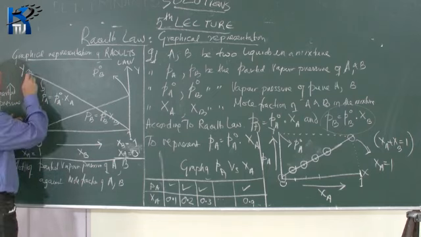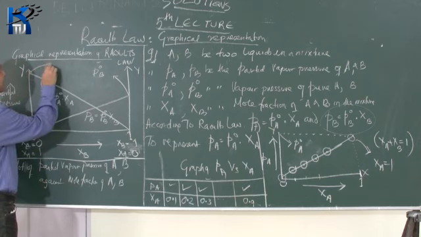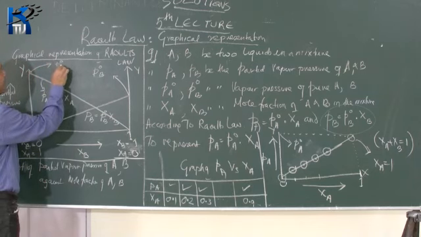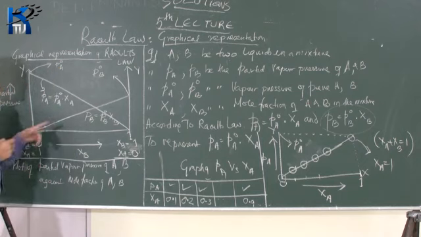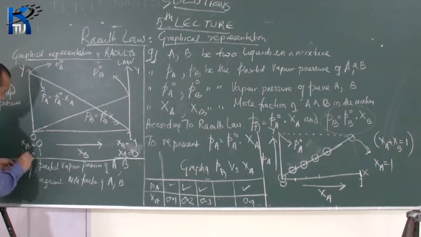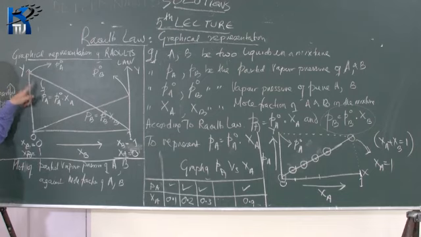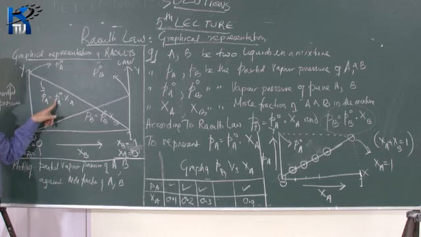Similarly, this point in the graph represents P naught A. Why? Because when XA is equal to 1, the partial pressure PA is equal to the pressure of pure A. Understood? So these are the two graphs, for both the A component and the B component.